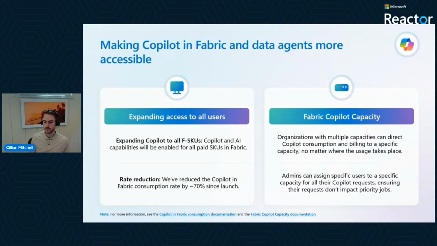So you can assign specific members of your organization. Say I'm using a lot of Copilot in Power BI. I can assign myself to a specific capacity that I have for all my Copilot requests. And then those requests will be consumed and billed on whatever capacity you've assigned them to, so it doesn't affect those priority jobs.